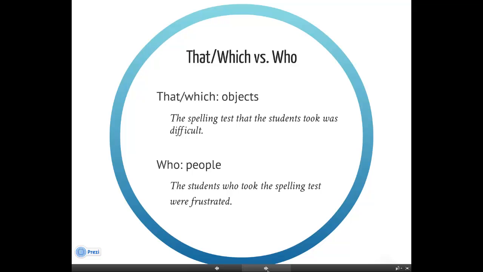Similarly, use that or which when referring to objects and who when referring to people. The spelling test that students took was difficult. The students who took the spelling test were frustrated.